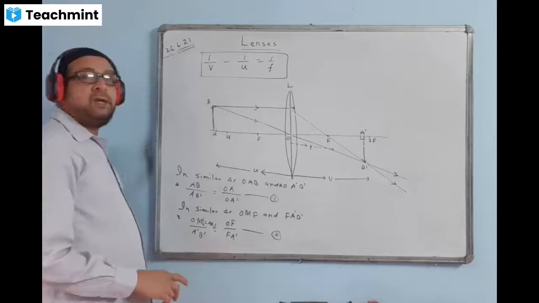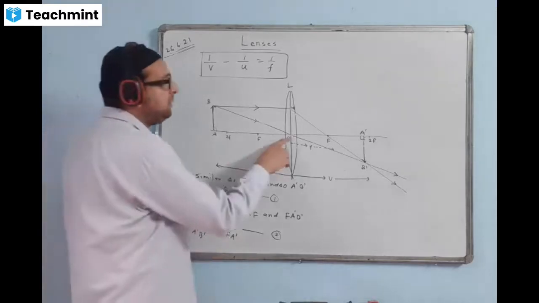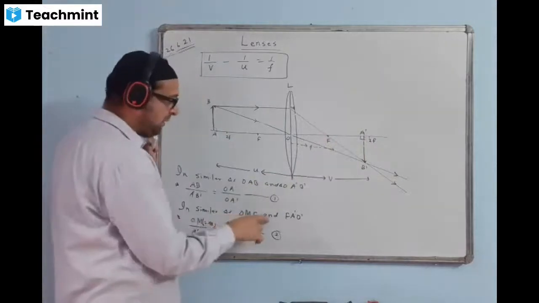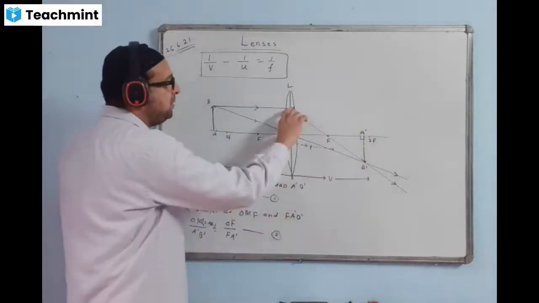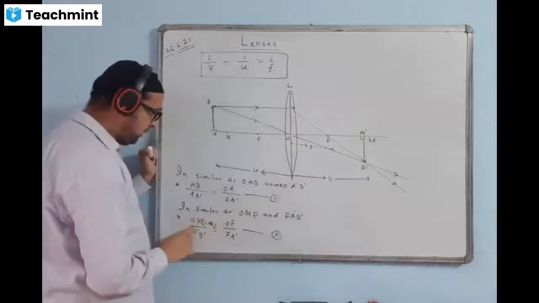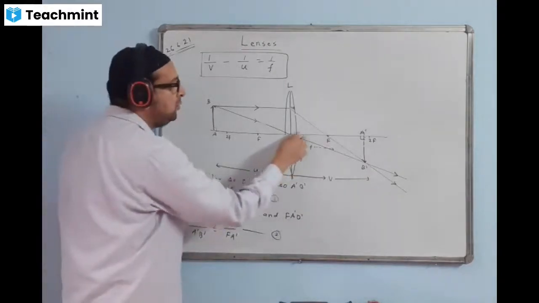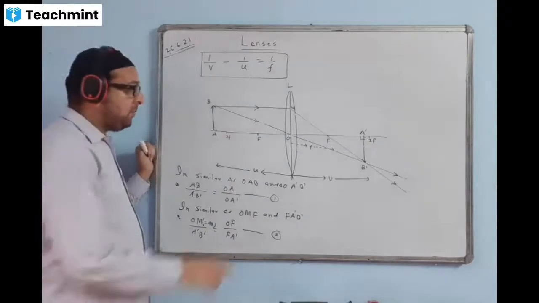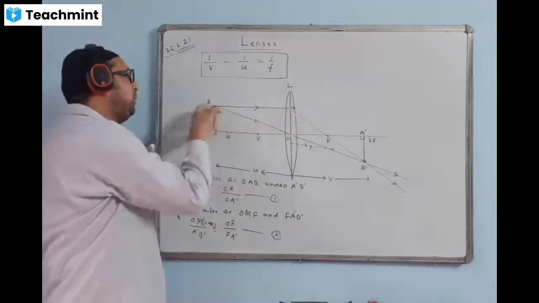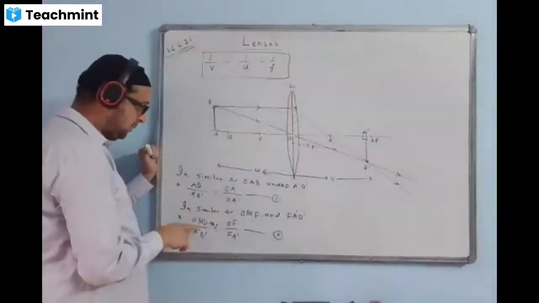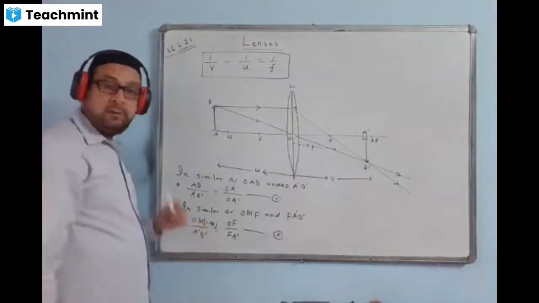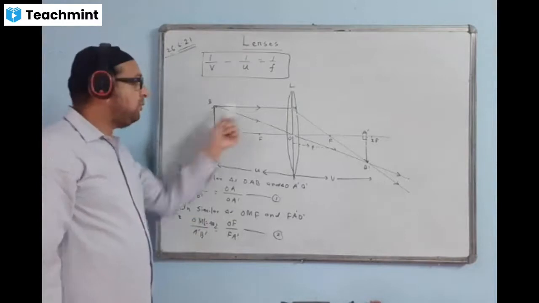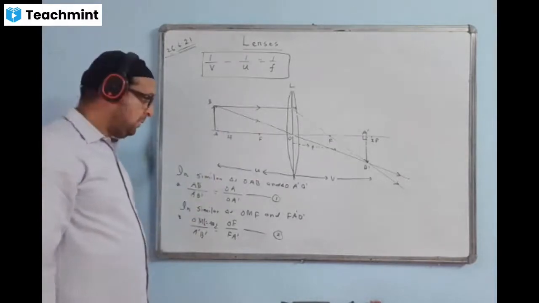Now I am taking another set of similar triangles. Another set of similar triangles is OMF and FA dash B dash. This by this, I will write OM by A dash B dash is equal to OF by FA dash. I have written that. But this OM is equal to AB, being a rectangle here. OM is equal to AB by virtue of a rectangle.